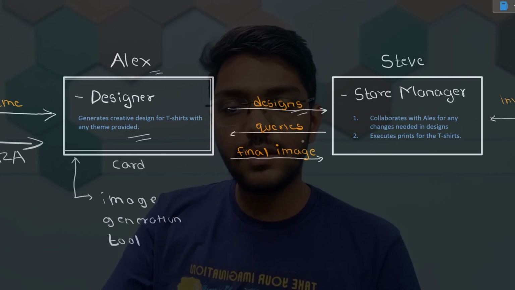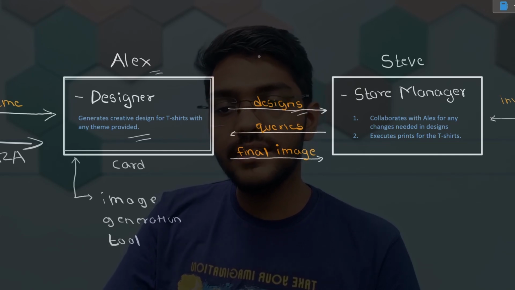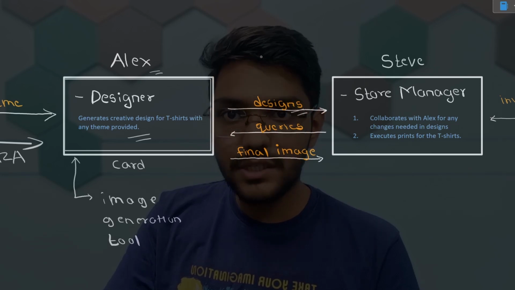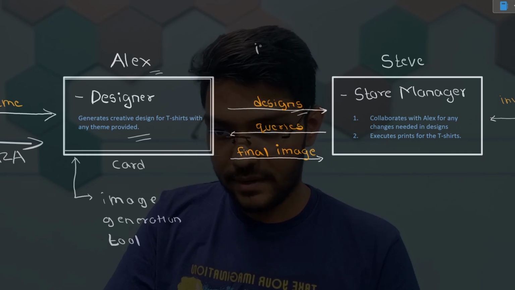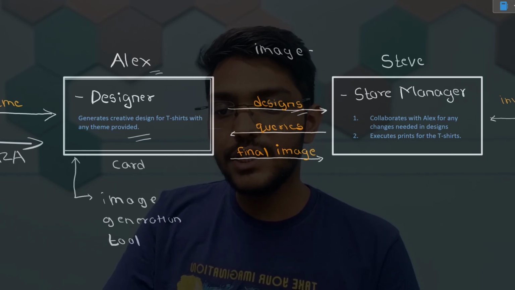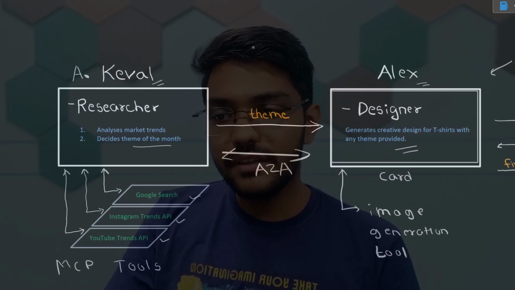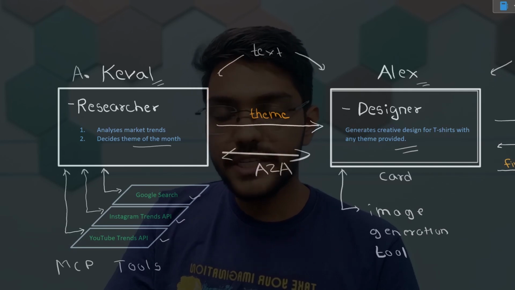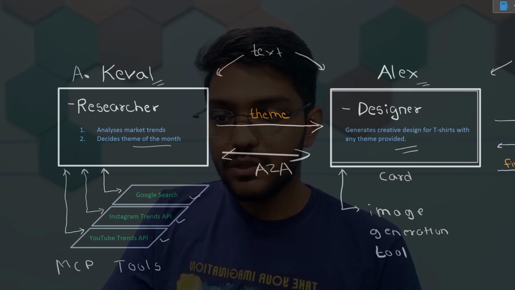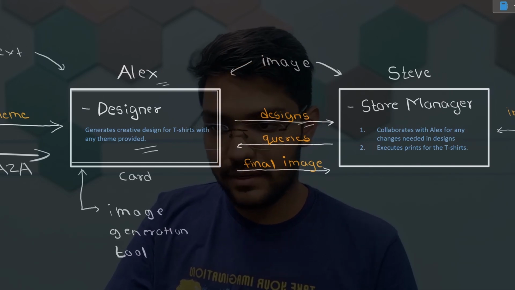So there is another concept in A2A, that is negotiate interaction modalities. What it means is these agents, while communicating to each other, can talk and decide what should be the data format. So for example, agent Alex sends the design in image format to agent Steve. But in the other case, agent Keval sends the theme of the month to agent Alex in text format. So these agents can decide what format they can interact with each other.